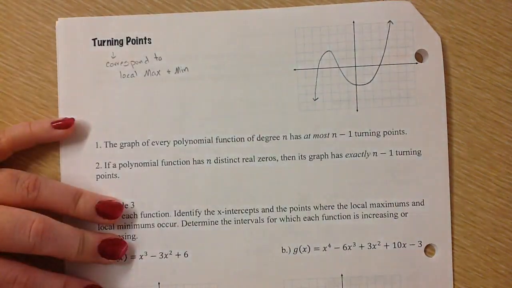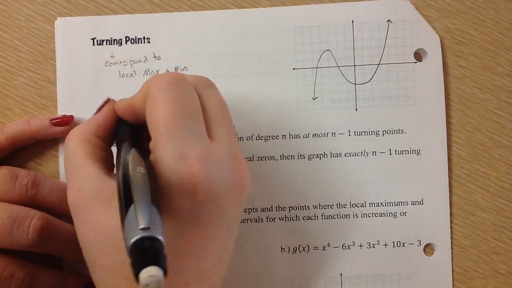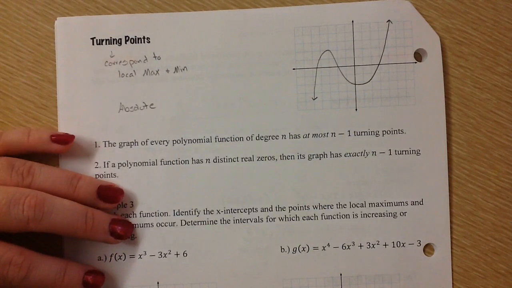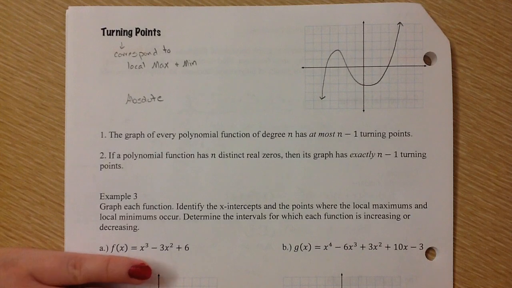We're going to talk about the difference. There are two different types of maximums and minimums: local and what we call absolute. Some locals are also absolute, but some are not.